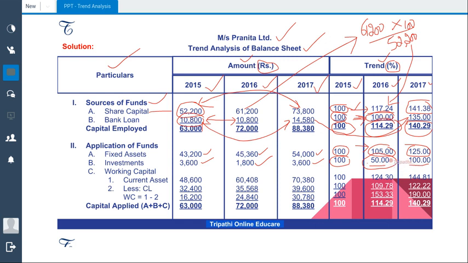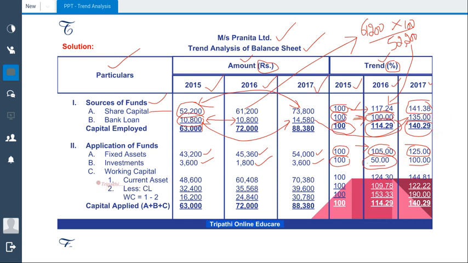And next year, if you see the third year, again it went up to 100%. So second year you sold your investment by 50%, and again you invested to 50%. And this is the reason in the third year you took a bank loan. So your bank loan is increased by 35%.